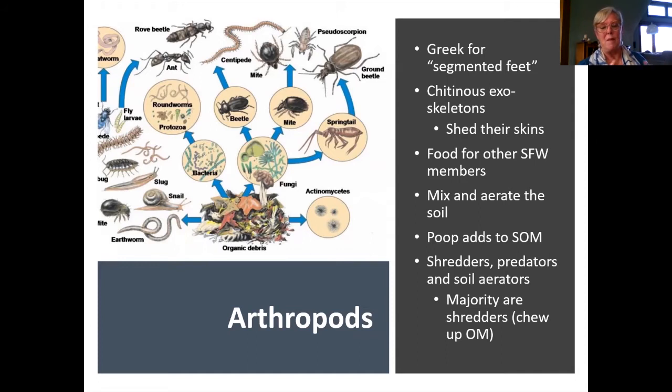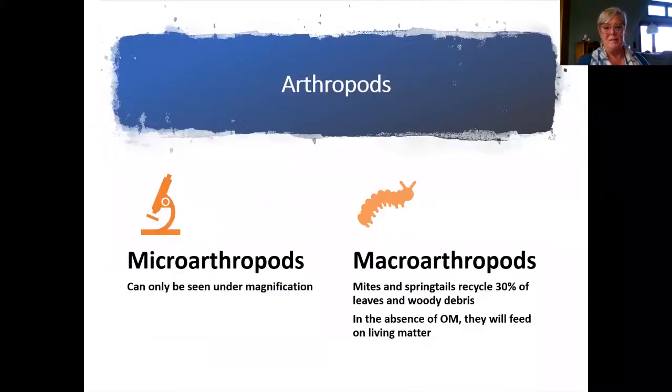Then the shredders help break down leaves and all the other larger particles that are too big for the microorganisms to deal with. So these organisms start the cycle, along with fungi, of breaking everything down so that it can be taken in by everything smaller. So again, you've got your microarthropods, which can only be seen with magnification, and your macros, including mites and springtails, which are barely visible, and without reading glasses even, definitely not visible.